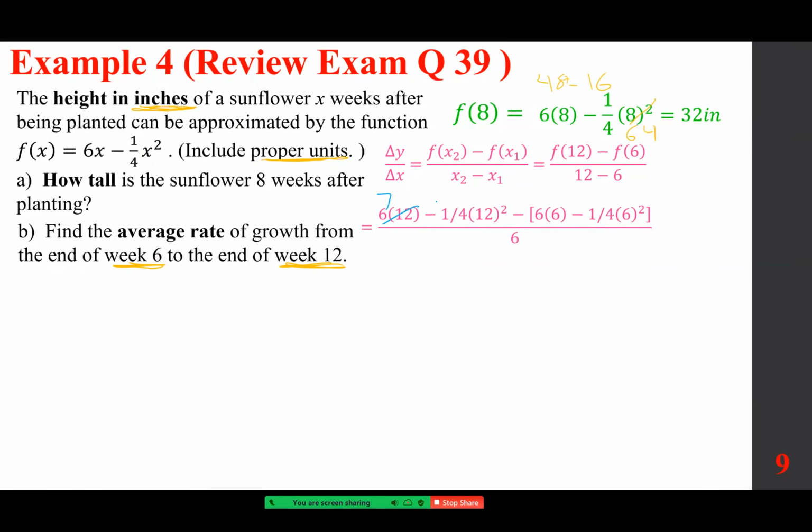This is 72. This is 144, minus 1/4 of it is 36. This is 36 minus 1/4 of 36. So it's minus 27. And the numerator becomes 9. 9 divided by 6 is 3/2. The units: inches per week. This is the average rate of growth. It has got nothing to do with calculus. It's a simple calculation using elementary algebra.